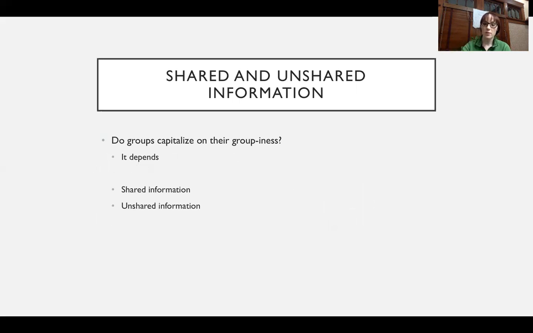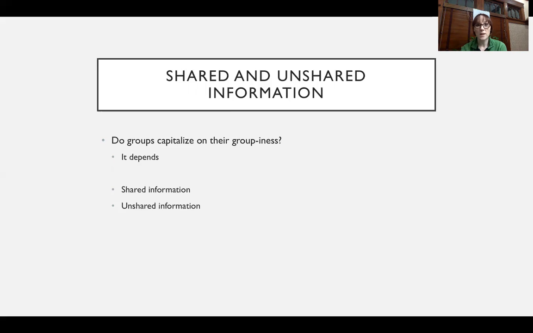When we bring groups together too, we bring them together with the understanding that they would share information, right? That when we bring in people with these different information sources, they would actually put it all on the table. But do groups actually capitalize on their groupiness, if you will? Well, it really depends, right? We do find that groups sometimes don't pool their information. Their pooled shared information pales in comparison to the unshared information.